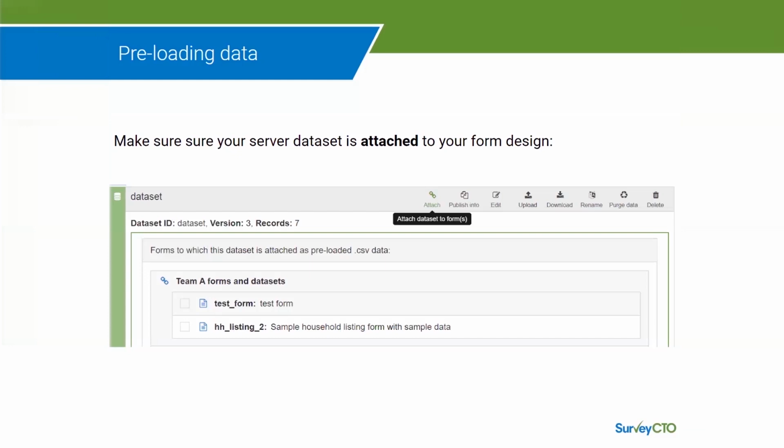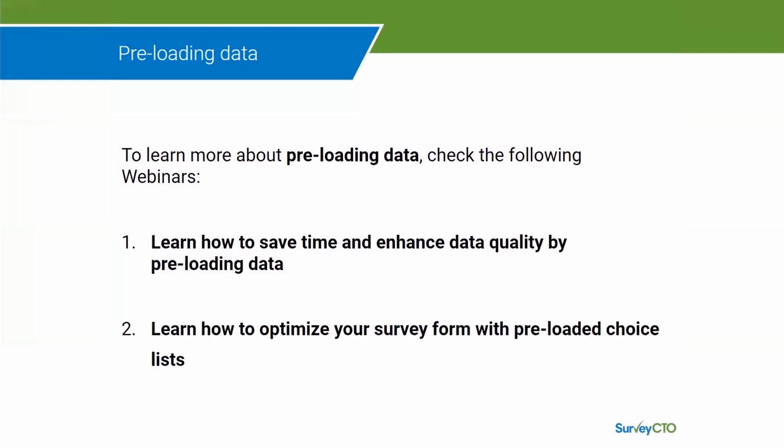And the only thing you need to do on the dataset side is making sure that your server dataset is attached to your form. So you just need to click Attach and then select all relevant forms. The form design will do the rest by using the pull data function. If you want to learn more about preloading data, specifically on the form design side, please check our 2 webinars on that subject. You can find them in the video library of our websites.